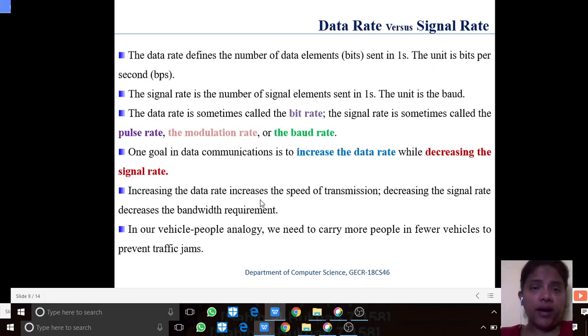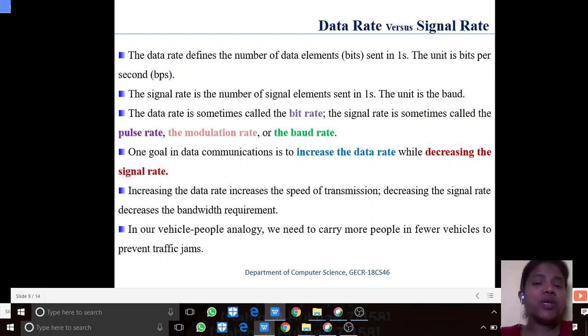Now, what is data rate? It is the number of data elements, that is the number of bits, sent in 1 second. How many bits you are sending? The more bits you send, the higher the data rate, and the unit is bits per second. The signal rate is the number of signal elements sent in 1 second. The unit for this is baud. The data rate is sometimes called bit rate. The signal rate is also called modulation rate, pulse rate, baud rate, all are one and the same. They are synonyms.